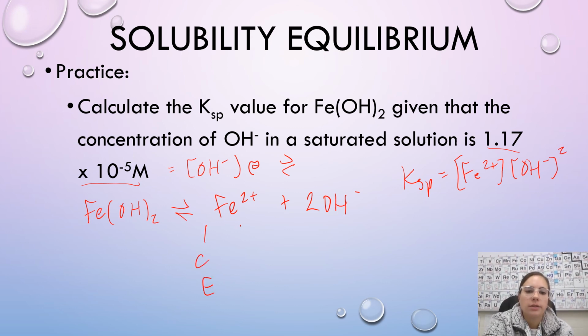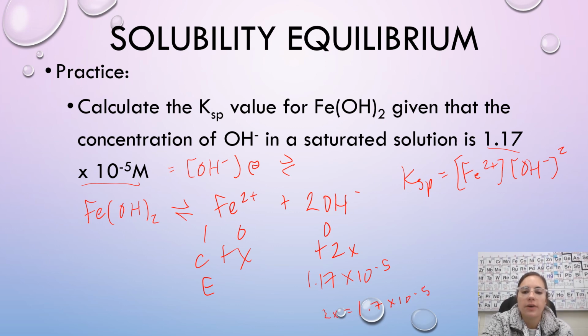I start 0, 0, plus X, plus 2X. This time we were given the concentration of hydroxide at equilibrium, 1.17 times 10 to the negative 5. So 2X equals 1.17 times 10 to the negative 5. So X equals 5.85 times 10 to the negative 6. So the molar solubility is 5.85 times 10 to the negative 6. Because iron's concentration at equilibrium is X, then iron's concentration is 5.85 times 10 to the negative 6.